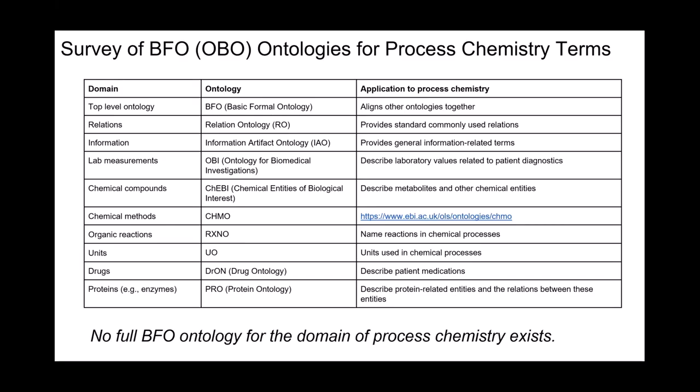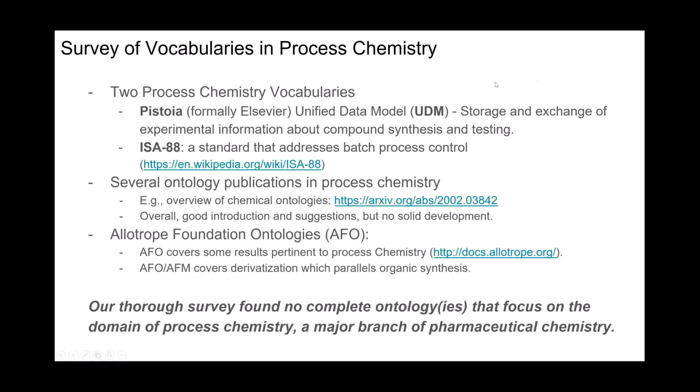And then we look at the OBO Foundry, and you can find many ontologies, as listed here, many ontologies somehow dealing with process chemistry, like chemical compounds, chemical methods, organic reaction, units, drugs, and proteins. Those are somehow related to process chemistry. But however, there's no single integrative, comprehensive ontology that is for process chemistry alone, right? So as we see, we have a lot to do with process chemistry, as you see in the previous slides, but there's none in OBO to do so. Then we look back into vocabularies and terminologies. So there are two process chemistry vocabularies which are famous and popular.